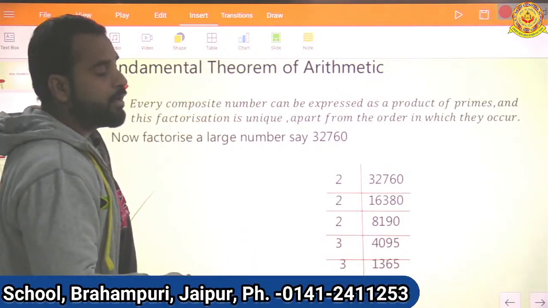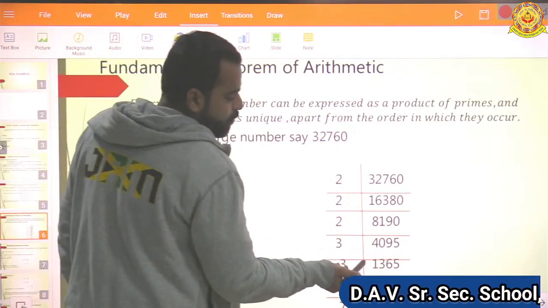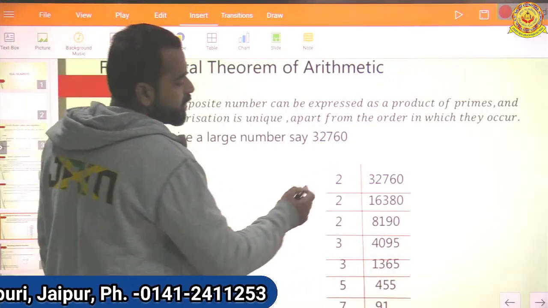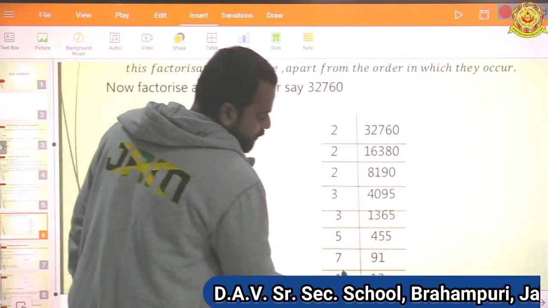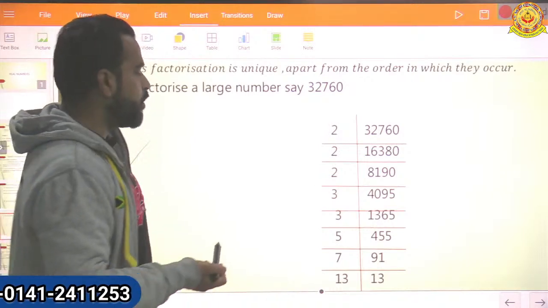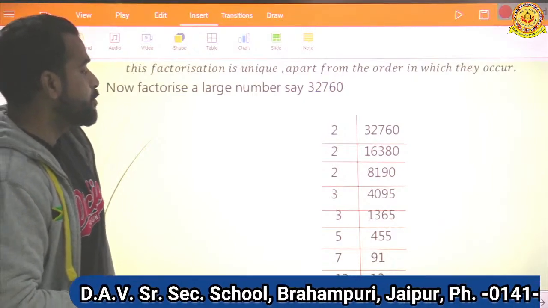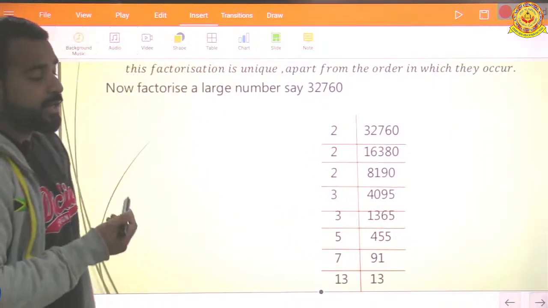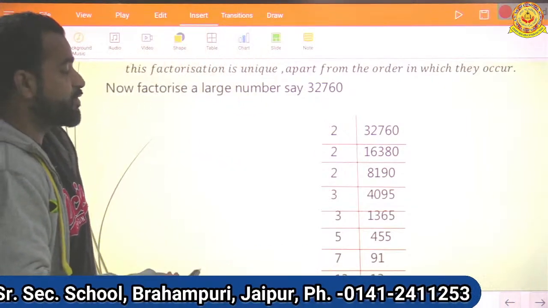So now we will divide by another number than 3, but we have to take only prime numbers here, right? We will not take 4 because it is already 2 by 2, so it is not needed. So we take only prime numbers: 2, 3, then after 3 it will be 5. By 5, 455 is completely divisible, giving 91. If the last digit is 0 or 5, the number is divisible by 5. Now 91 has last digit 1, which is not divisible by 5.